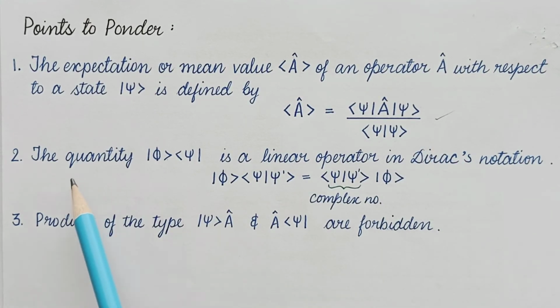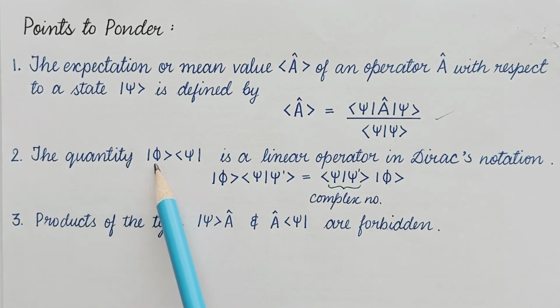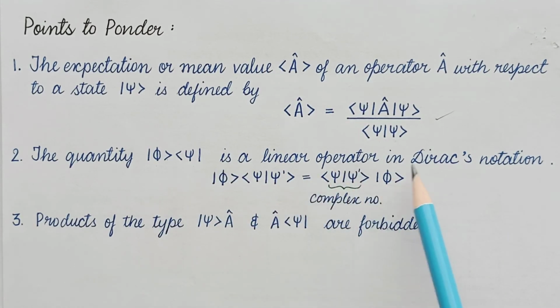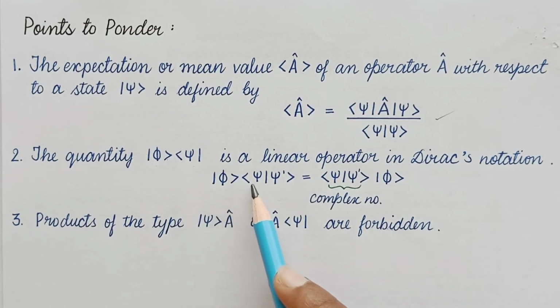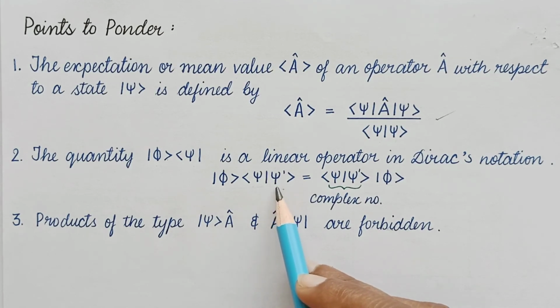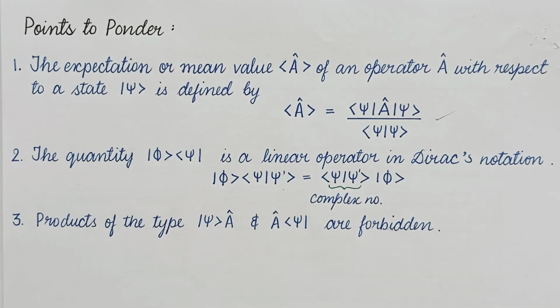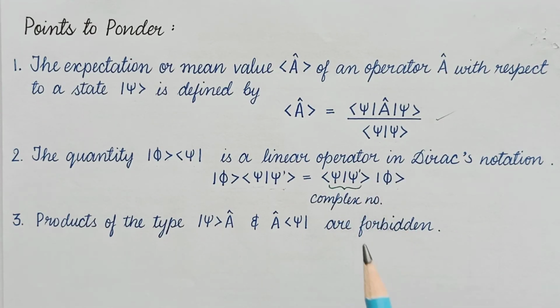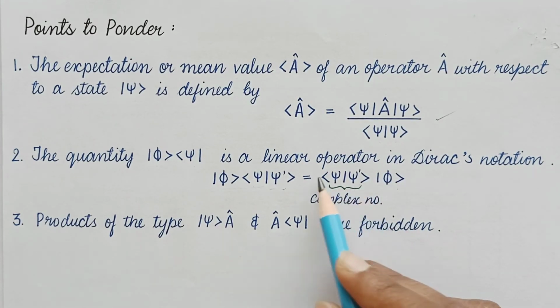Number two, the quantity ket phi bra psi is a linear operator in Dirac notation. To see this, when ket phi bra psi is applied to a ket, that is ket psi dash, it will give another ket, that is ket phi, times bra psi ket psi dash, where this term is a complex number.